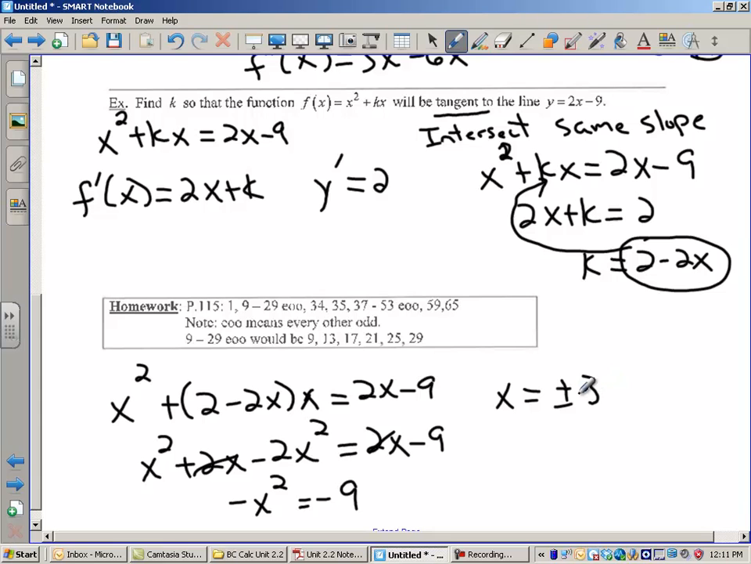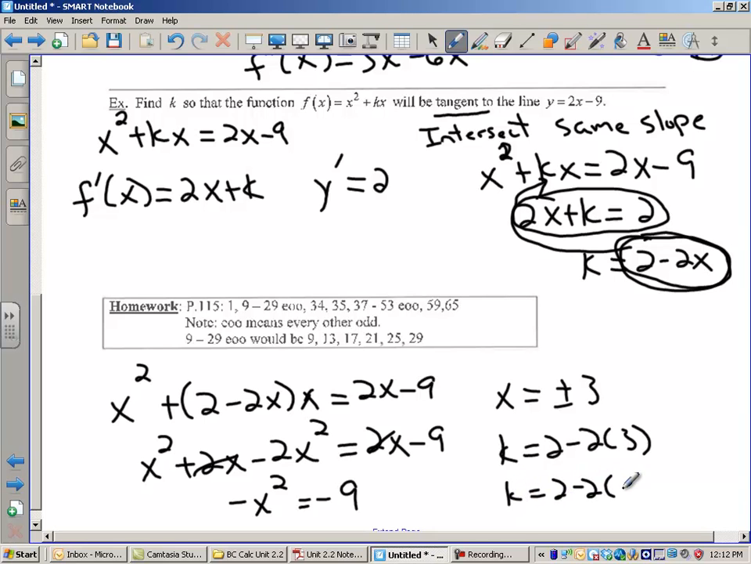We actually have two values for k here. So I'm going to use this equation right here that relates x and k so that I can find my k. Well, actually, it'd be easier to use this one, wouldn't it? k equals 2 minus 2x. So k is going to equal 2 minus 2 times 3, and k is going to equal 2 minus 2 times negative 3, which is going to equal, I guess that's negative 4, and this is 8. So there are two solutions for k.